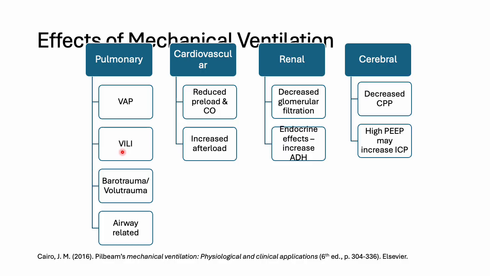VILI means ventilator-induced lung injury, and this has to do with volume trauma, or barotrauma. So VILI is the result of barotrauma and volume trauma. So we're talking about ventilator-induced lung injury where lung units are being over-distended, and then they suddenly deflate. So they're subjected to a lot of tension forces as a result of too much pressure or too much volume. Okay, so the team needs to monitor that as well.